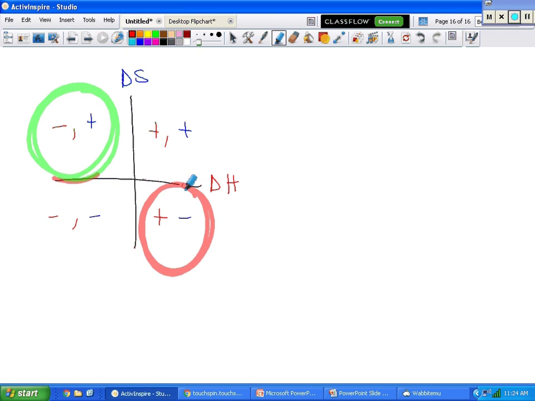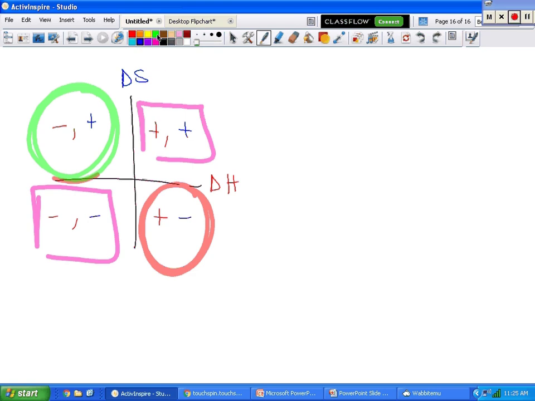So nature always wants to be in that top left-hand quadrant, because when you have delta S that's positive and delta H is negative, it'll always be thermodynamically favorable. But here's the situation that you're going to run into. There's an easy way to remember when delta G will be positive or negative. This is going to be spontaneous. This is going to be thermodynamically favorable at high temps.